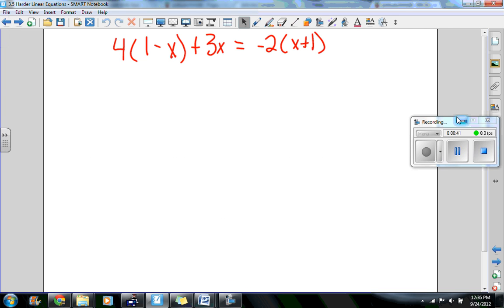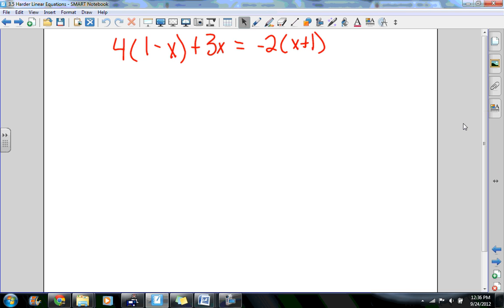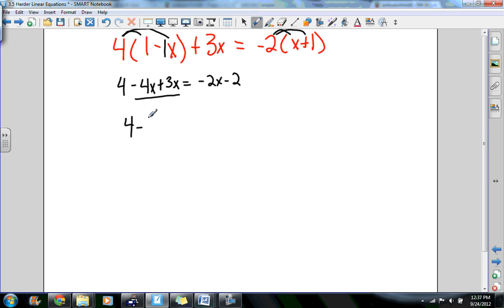So we have a problem like this. It looks pretty complicated, but all we have to do is do it one step at a time. So I'm going to do the distributive property here and the distributive property here. 4 times 1 is 4. 4 times negative 1x is negative 4x, plus 3x equals negative 2x minus 2. I'm going to combine these two right away. So I get 4 minus 1x equals negative 2x minus 2.